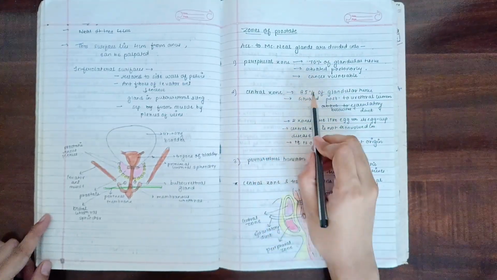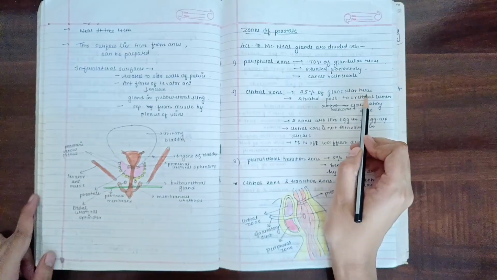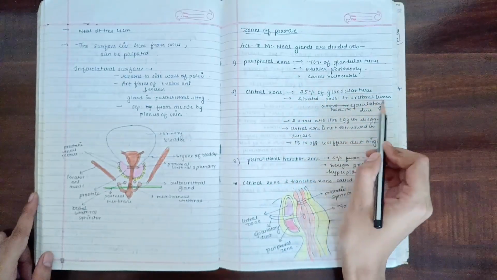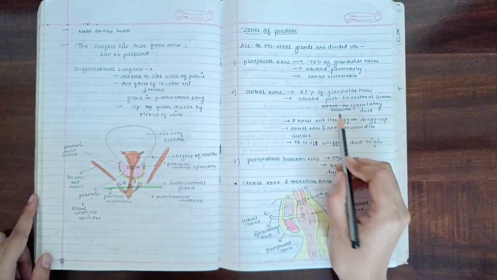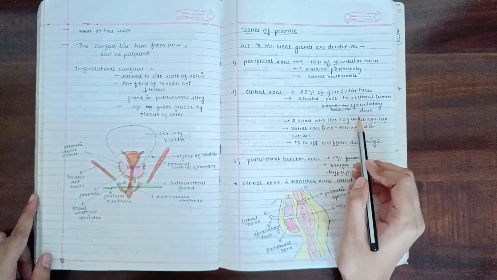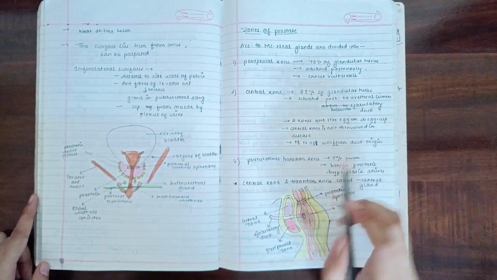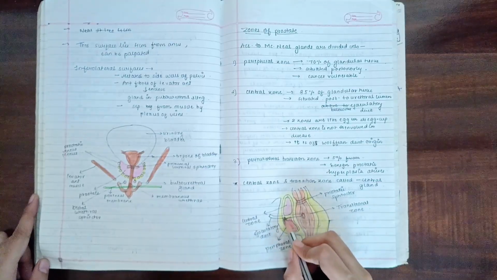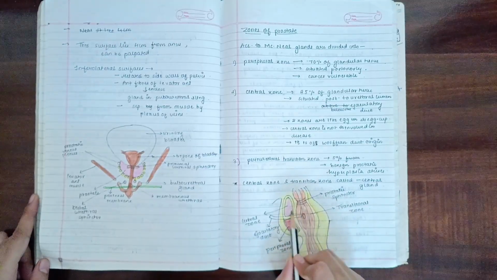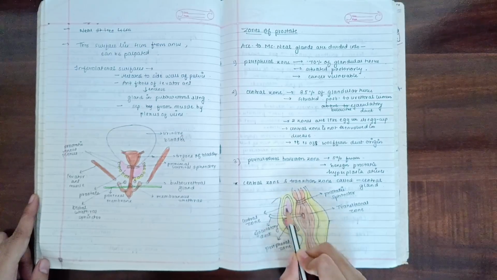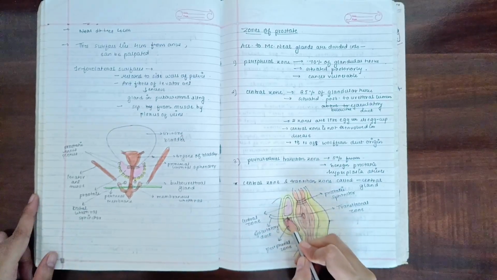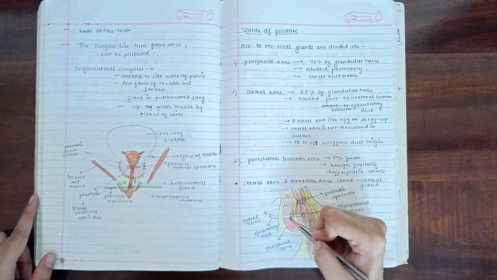Now central zone, it is 25% of the glandular tissue. It is situated posterior to the urethral lumen and below the ejaculatory duct. This is the central zone. It is situated posterior to the urethral sphincter, and it is below the ejaculatory duct.